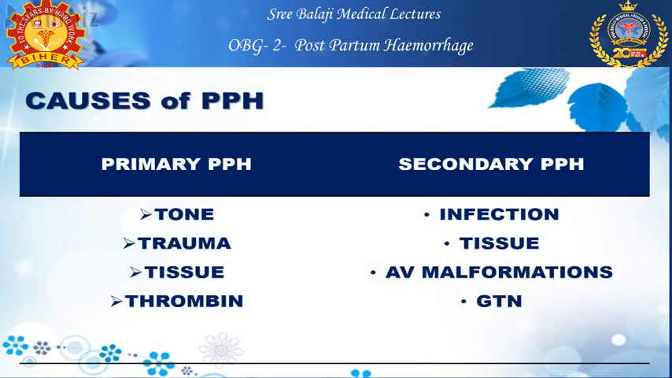Causes of postpartum hemorrhage. Primary PPH: there is a mnemonic, the 4 T's. Tone, trauma, tissue and thrombin. Tone is atonicity, that is the uterus fails to contract after expelling the placenta. Trauma to the genital tract. Tissue is the placenta, that is retained placenta. Thrombin is a coagulation abnormality. Secondary PPH causes could be due to infection, placenta, arteriovenous malformations and gestational trophoblastic neoplasia.